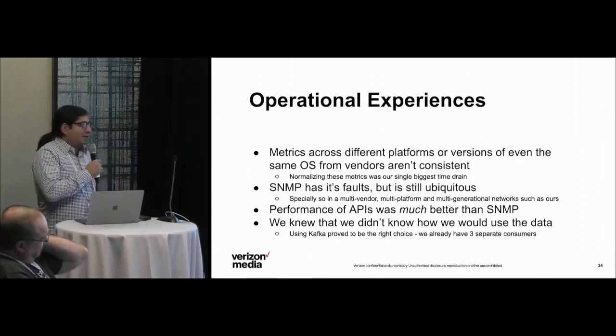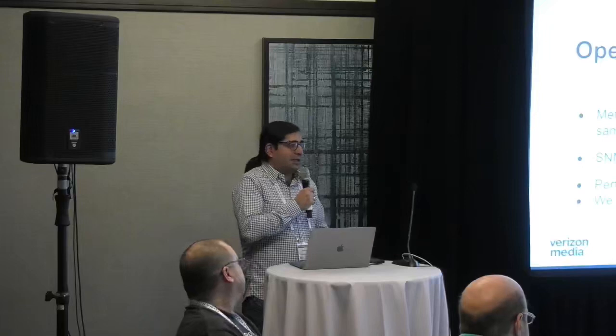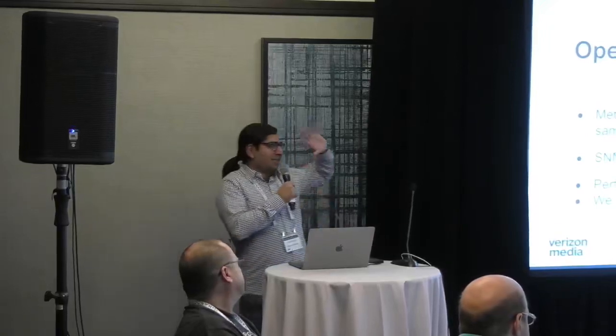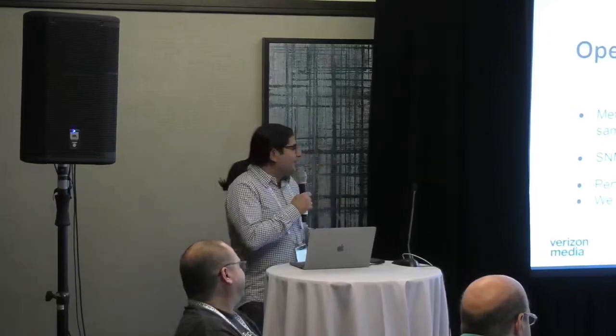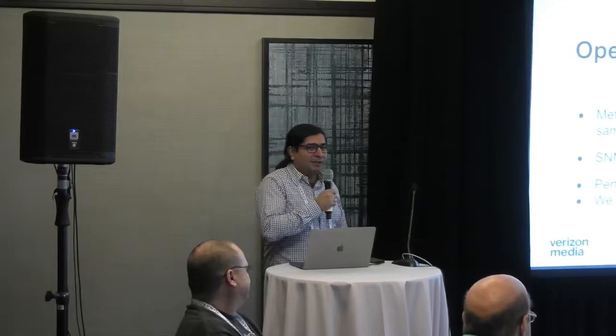SNMP performance sucks. It's a 22-year-old protocol. It was designed for a different day and age, when network bandwidth was really expensive, so they spent a lot of CPU time compacting it. There are a lot of design decisions which made sense 22 years ago, which make SNMP not performant today. API performance is definitely far better.